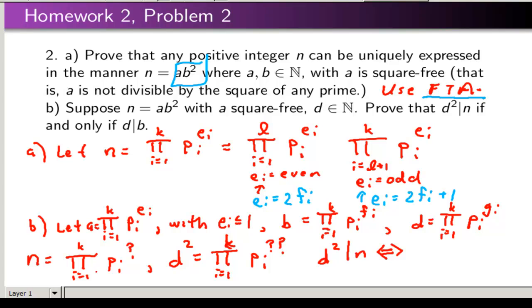Okay, so if you have two prime power factorizations, what does it mean to say one number is a factor of another number? Well, that would mean that this exponent here should have what relationship with this exponent here? Okay, so take it away like that.